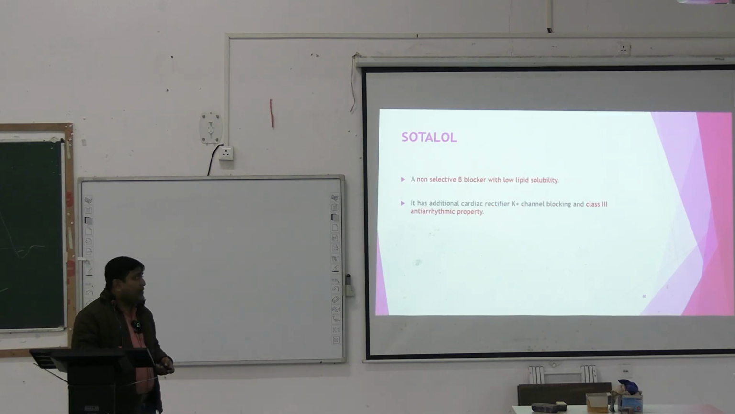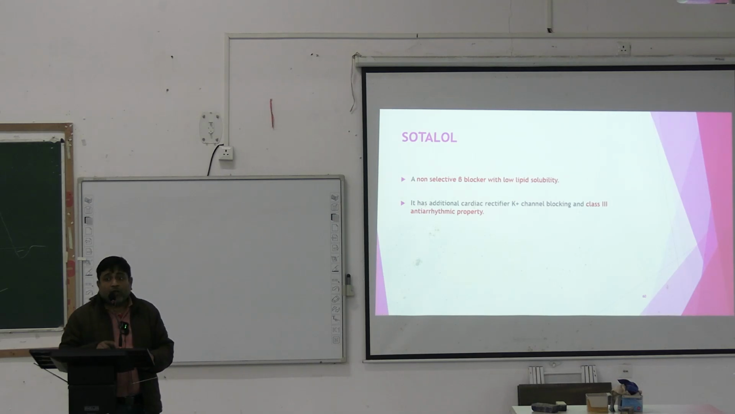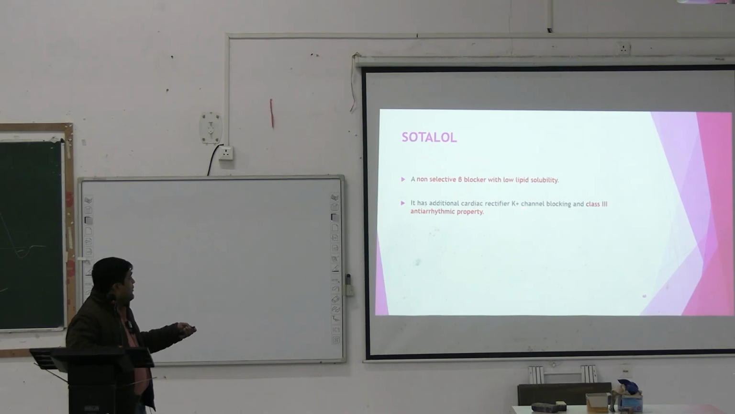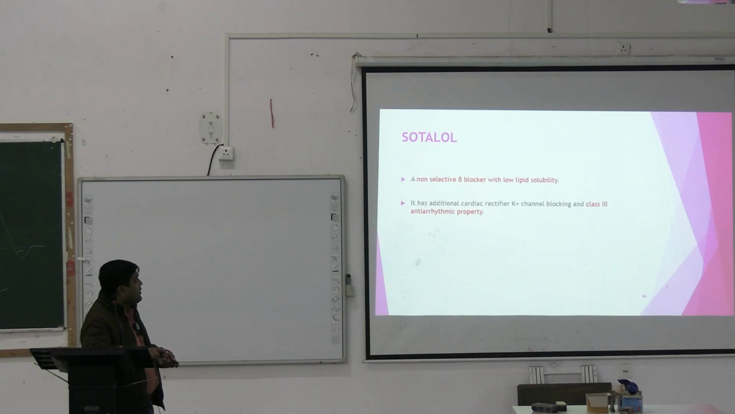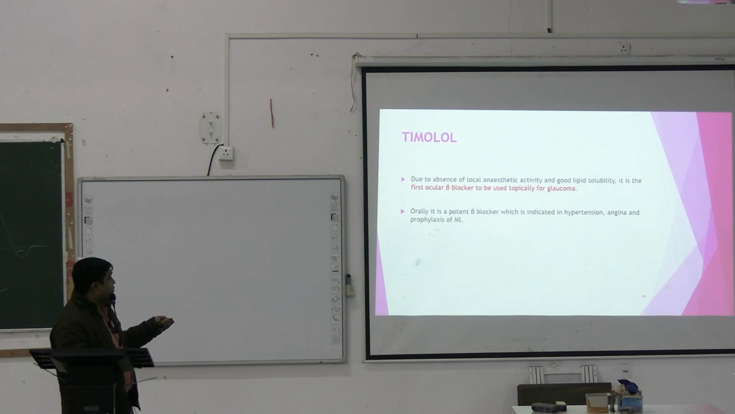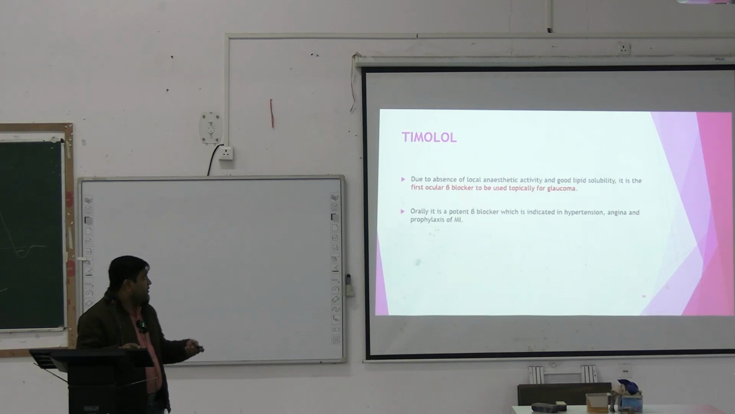Sotalol is a non-selective beta blocker. They have got additional anti-arrhythmic action because of blockade of delayed rectifier potassium channel. So, they have got effect on the cardiac rectifier potassium channel, and they are class 3 anti-arrhythmic drugs. It is a non-selective beta blocker with low lipid solubility. Timolol has no corneal anesthetic action, so it is the first ocular beta blocker to be used topically in patients of glaucoma.